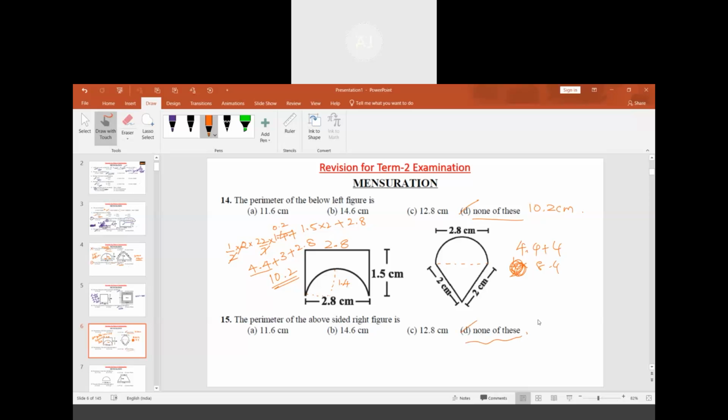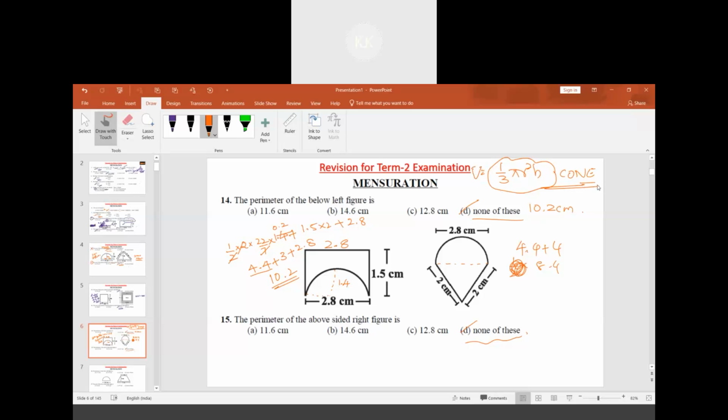Sir, we have to remember 1 by 3 pi r square h. This is the formula for the volume of a cone. But volume of cone is not there in your syllabus for 8th class, so we should not worry about this question.